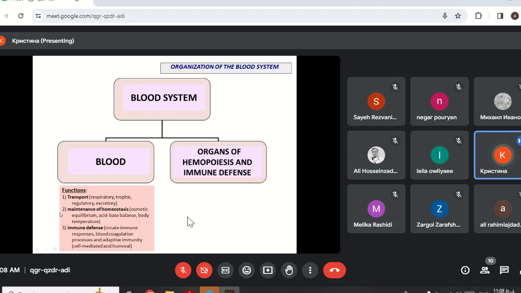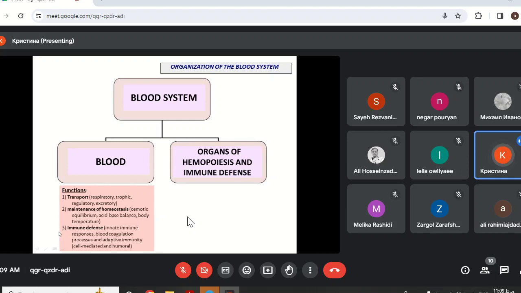Second function, maintenance of homeostasis, which includes osmotic equilibrium. It means the specific concentration of ions. Also acid-base balance, which means the pH level, which should be constant. And also body temperature stays almost constant with the help of blood.